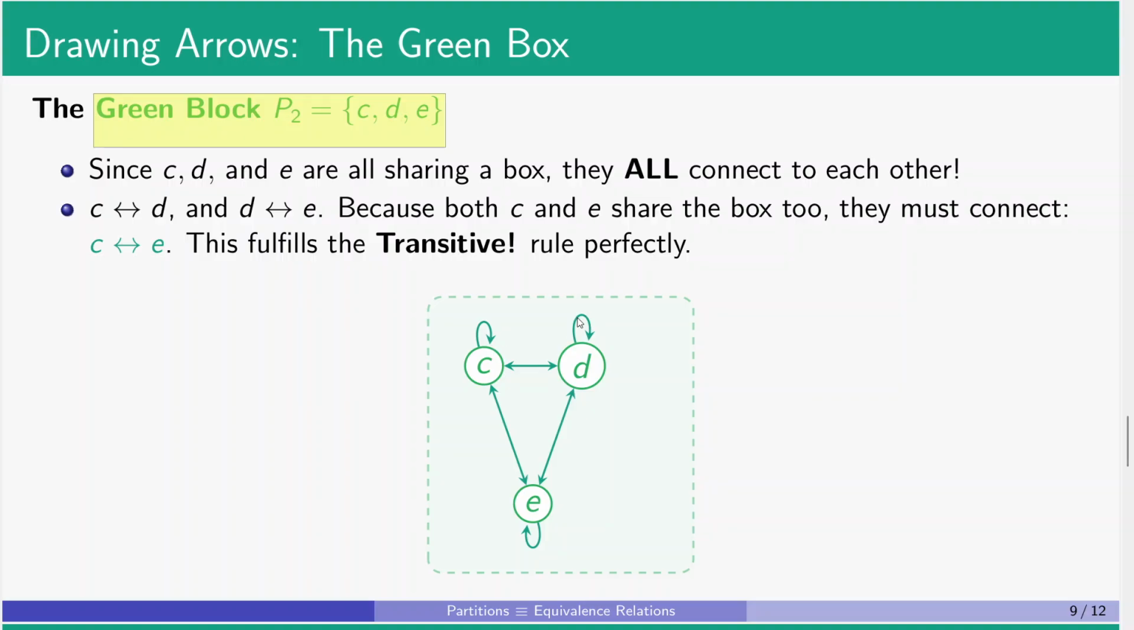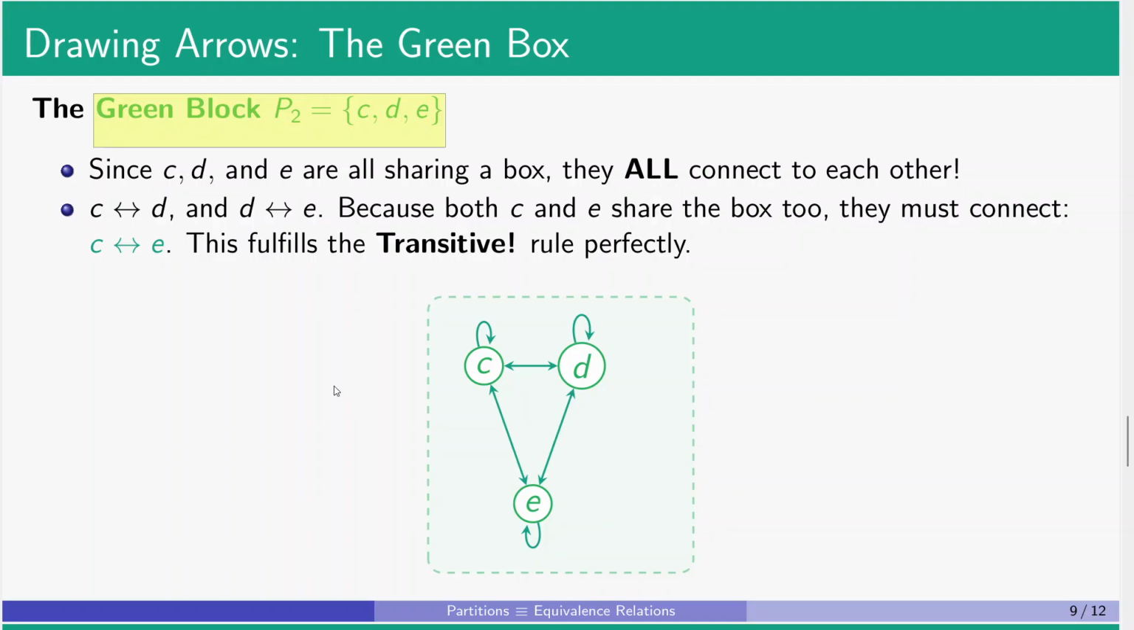Now look carefully at what happened with the transitive rule. We have C connected to D, and D connected to E. The transitive rule says we must therefore also have C connected directly to E. And indeed we do, because C and E are both in the same green box. Transitivity is automatically satisfied, not because we thought carefully about it and made it work, but because being in the same physical box forced it to be true. The box structure guarantees transitivity.